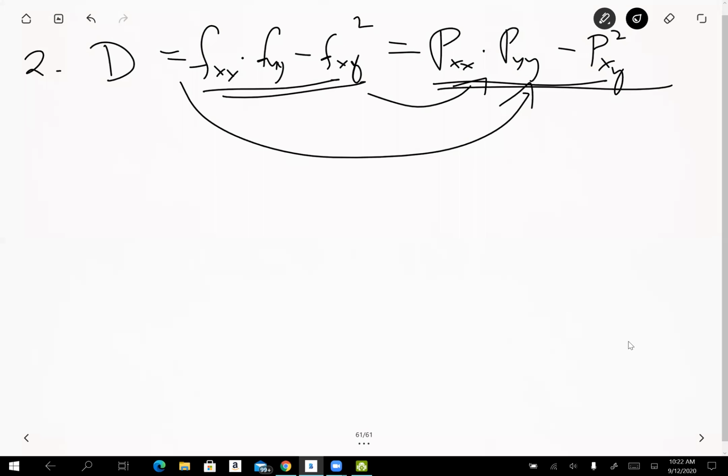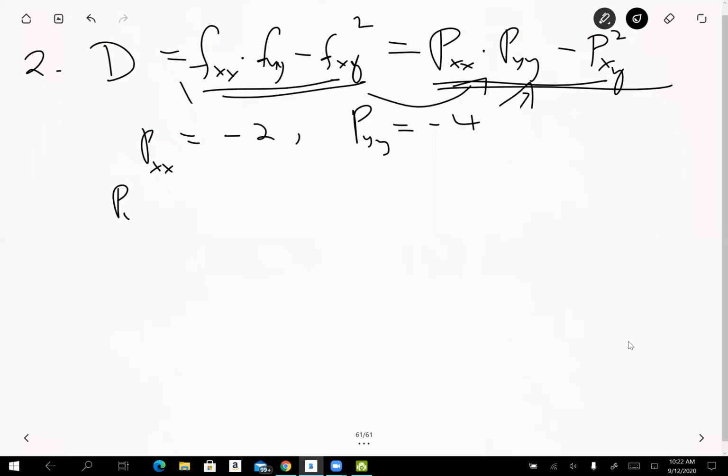So you find the second partial derivatives: pxx, pyy, and pxy. pxx is the derivative of px with respect to x, and you get -2. Then pyy, the derivative of py with respect to y, will be -4. And then you have pxy, which will be equal to -2. To check that, you take the derivative pyx. Do you get -2? Yes, you get -2, so they are equal. That means everything is correct.